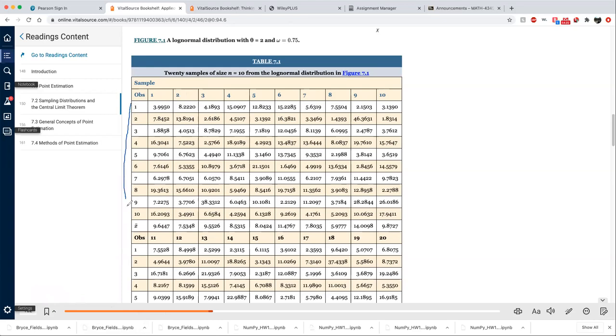1, 2, 3, 4, 5, 6, 7, up to 10, that means the observation number. The column numbers are the sample numbers. How many samples did we collect? I think 20, right? You see the 20 right there. So for the 20 samples, the set of samples, we calculate the X bar. Let's see, X bar right there.